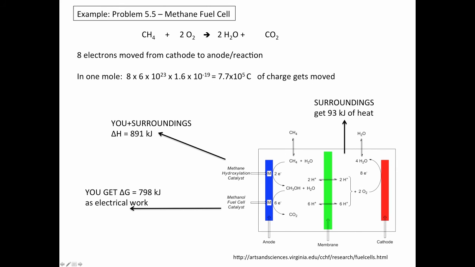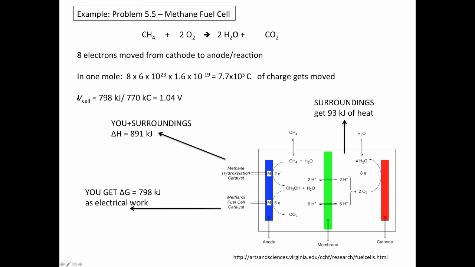That means in 1 mole of reactants, you're going to get 8 electrons times the number of molecules in a mole times the charge of an electron, which gives you 7.7 times 10 to the 5 coulombs of charge that gets moved from the cathode to the anode.